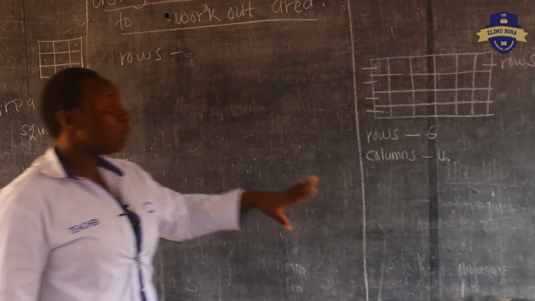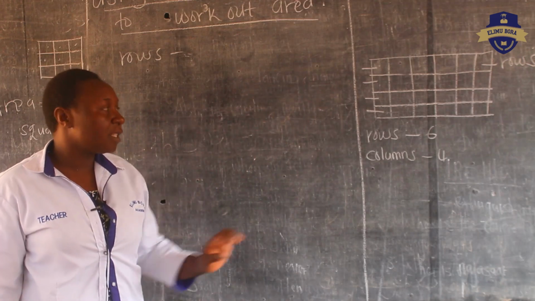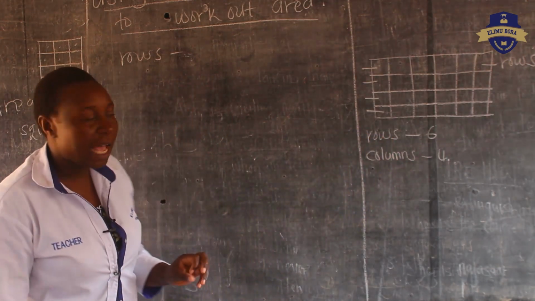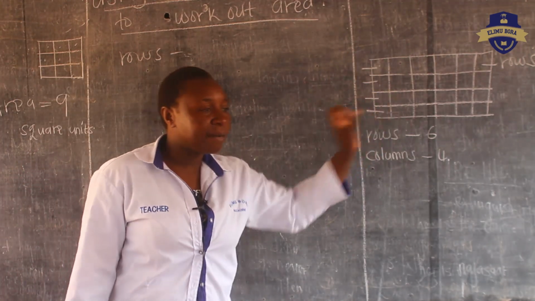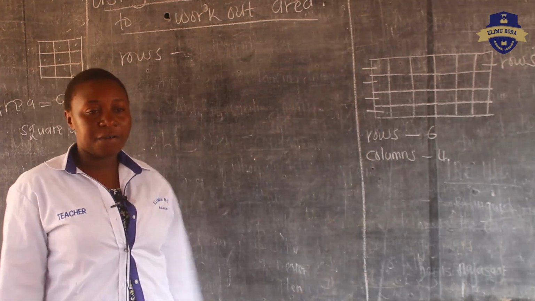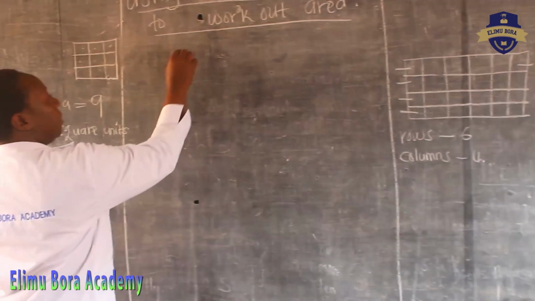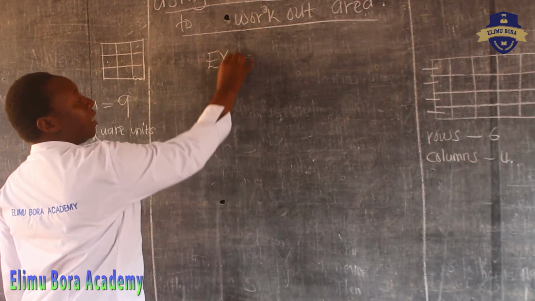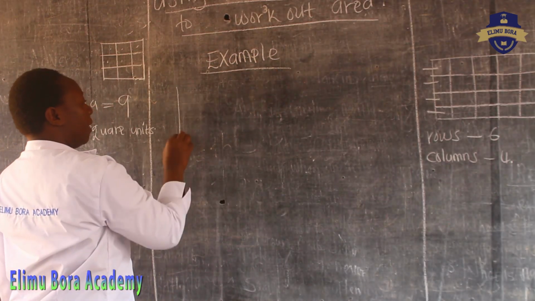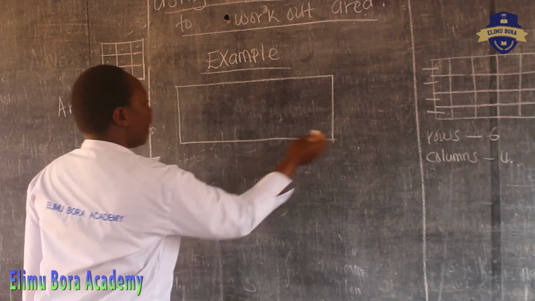So today's work here, we want to work out the area of such figures by doing what? Using the rows and also the columns. We take the number of rows and the number of columns, then we multiply and get the area of that figure. So the first example is here. Just look on the blackboard, don't write. I can have a figure like that.